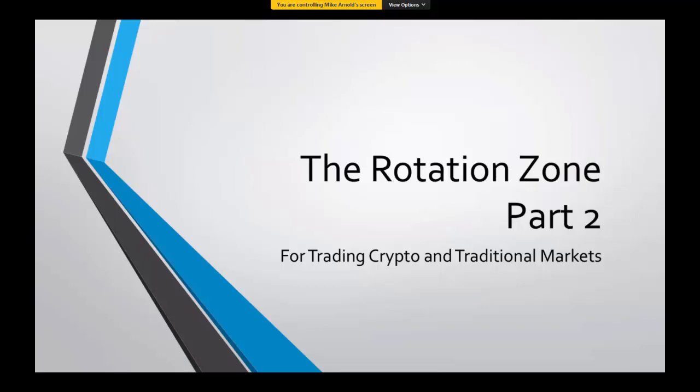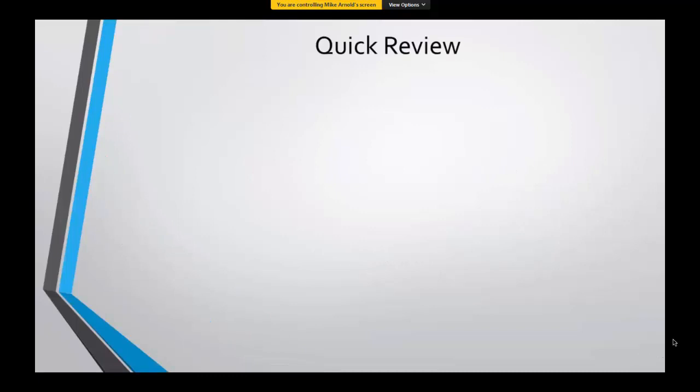I mentioned this in a lot of our daily YouTube updates. We trade cryptos the same way we trade traditional markets. The price action tools and strategies that we use work in cryptos, and I would say, at least in the short term, arguably better. Of course, past performance is not indicative of future results. But let's get started with this part 2 that we promised you on the rotation zone, or the R zone.